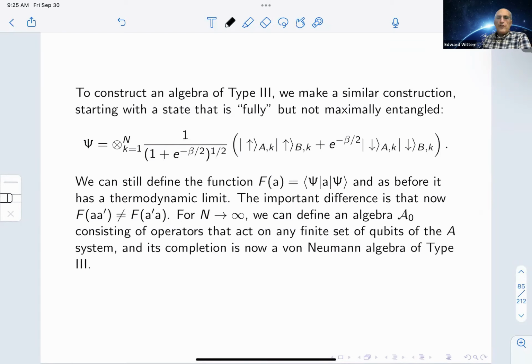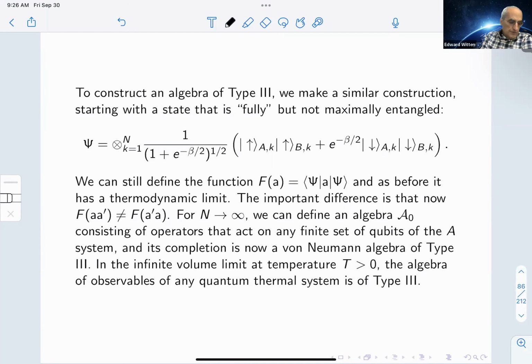So, but nevertheless, we follow the same steps as before. For n to infinity, we construct an algebra A naught consisting of operators that act on any finite set of qubits of the A system. And then we complete it to a von Neumann algebra, which now is of type 3. And in fact, in the infinite volume limit of positive temperature, the algebra of observables of any quantum system is of type 3. Sorry. And what I've said is essentially, well, I think Murray and von Neumann had another construction, but the construction I've just told you of a type 3 algebra dates to the 60s also and is due to Powers, Araki, and Woods.